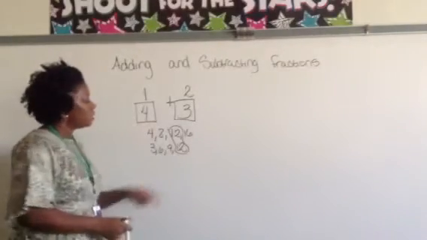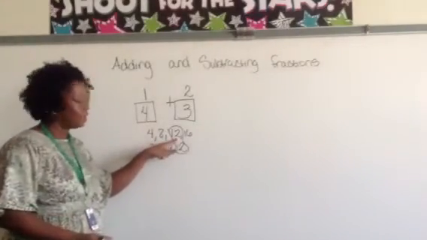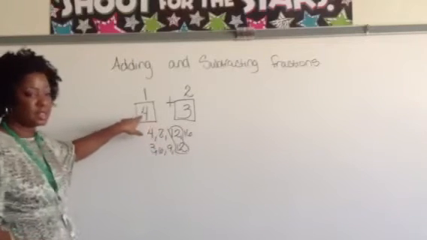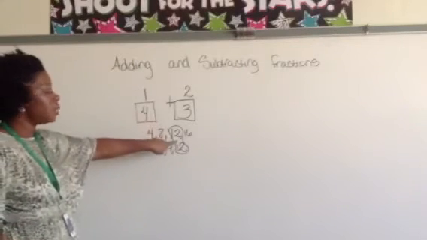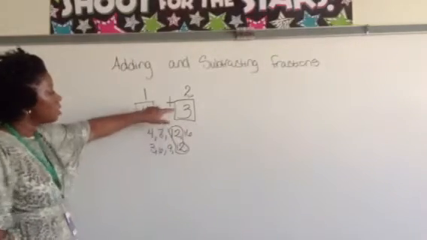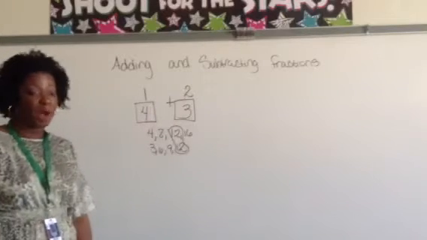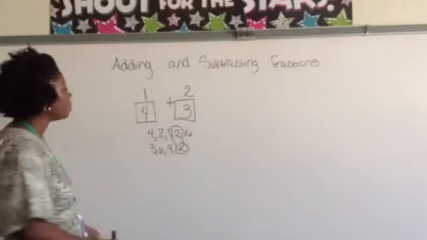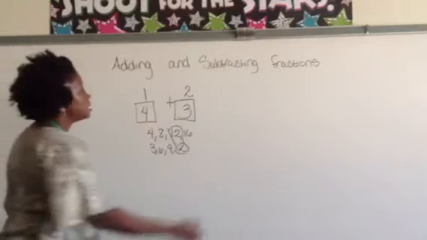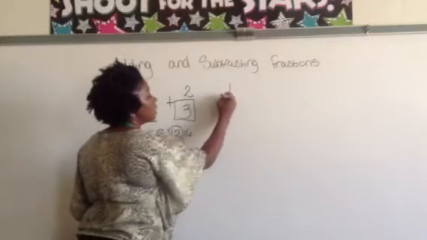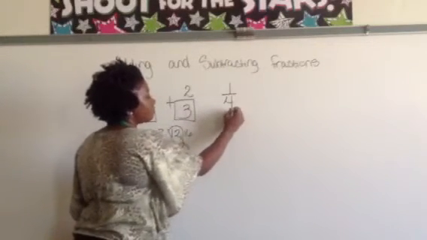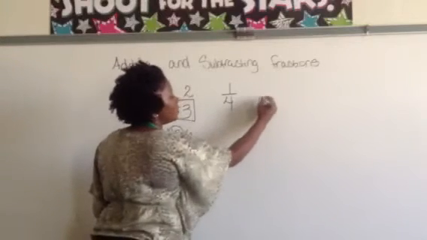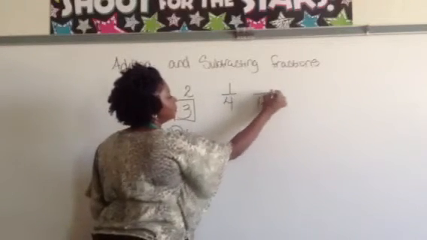Okay? So, the fact that I circled the 12 means I no longer want the 4 as a denominator. I want 12 as my denominator. I no longer want the 3 as my denominator. I want 12 as my denominator because it's common. It's a number they both share. So the first thing I'm going to do is take my 1/4, which we both know I don't want the 4 to be there. I want the 12 to be there.